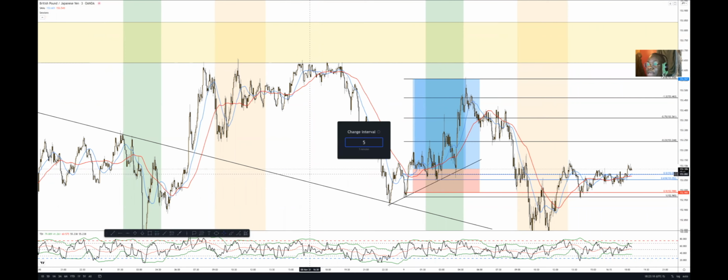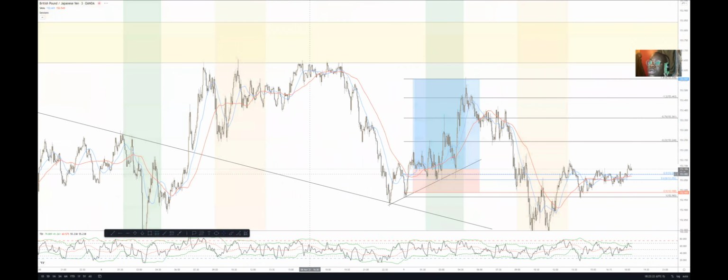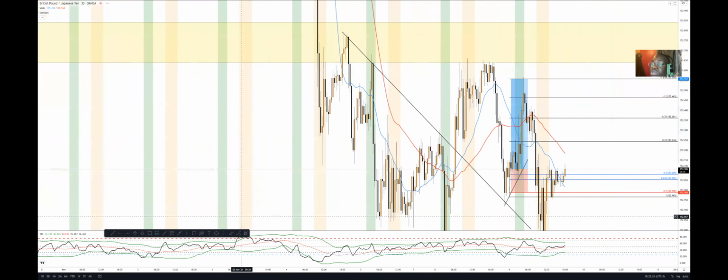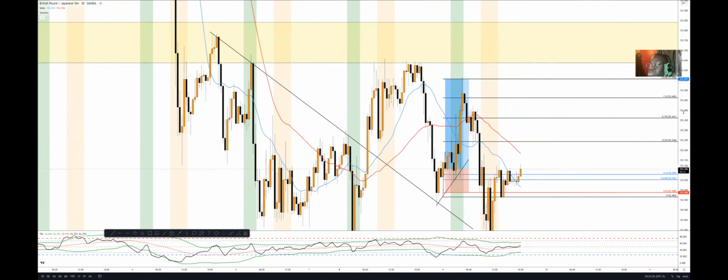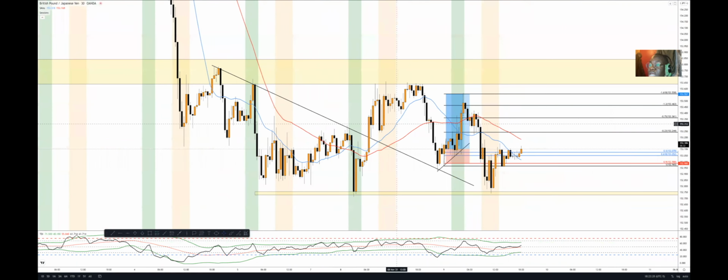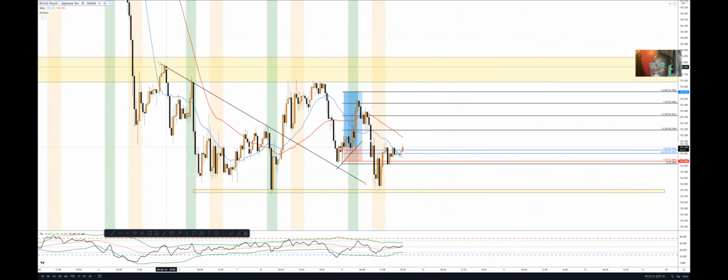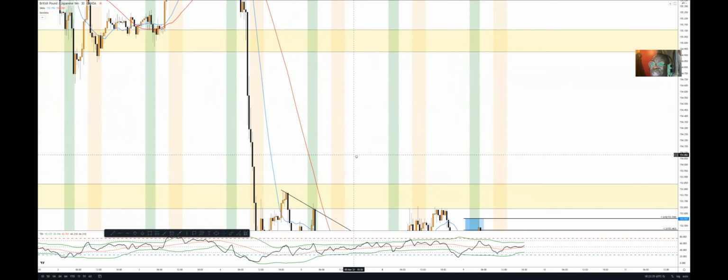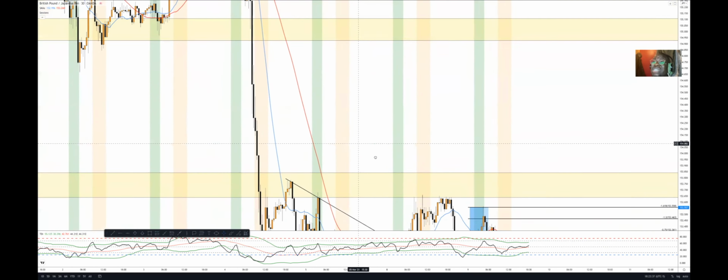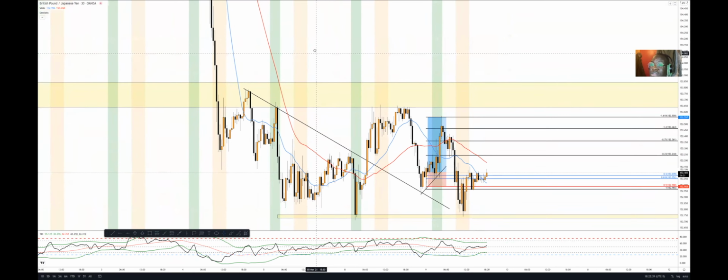If we go on the 30 minute, you can see what I was seeing on the higher time frames. When I was looking at the higher time frames, I was seeing a break of structure. So you have this downtrend, right? You have price creating a downtrend.